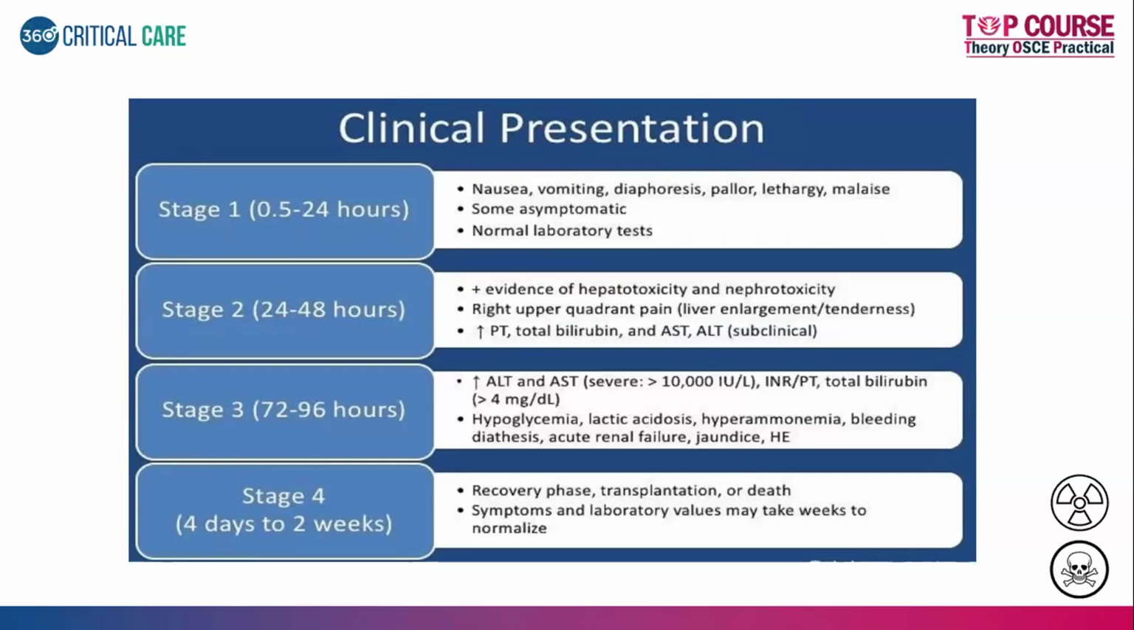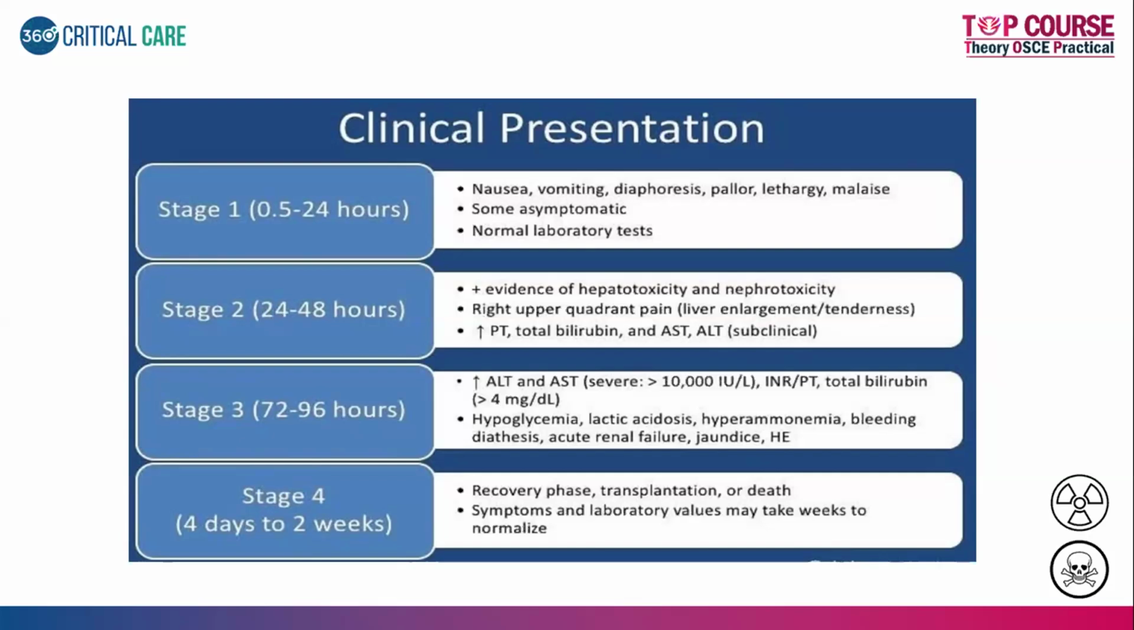Now stage 3, which is 72 to 96 hours, is a very, very important period. Here your enzymes will rise to very high levels. There is a lot of derangement in your coagulation profile. Along with this, the patient might have clinical hypoglycemia. There could be lactic acidosis. When you measure ammonia, it is on the higher side. And since there is coagulopathy, there could be bleeding diathesis, acute renal failure, jaundice, and even hepatic encephalopathy. So this is the most important period.